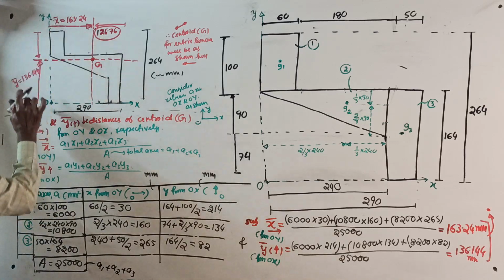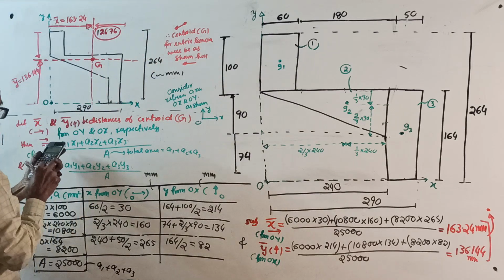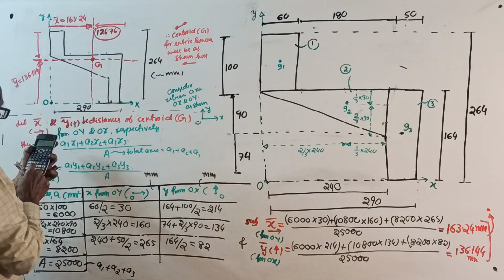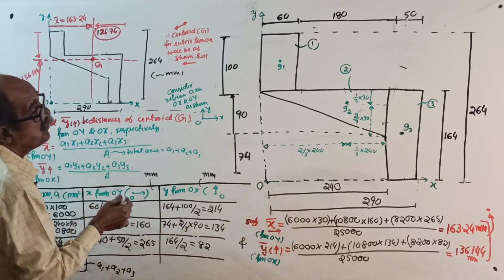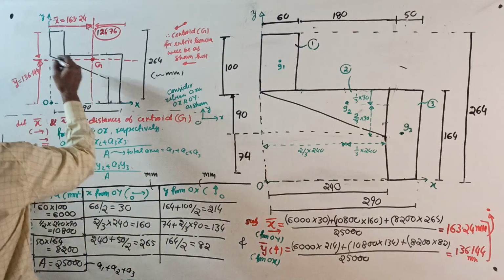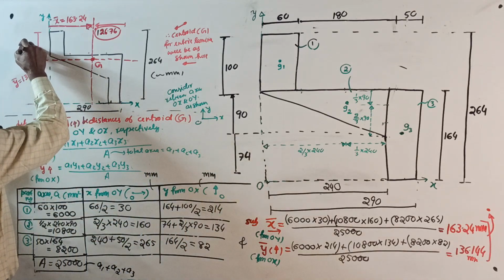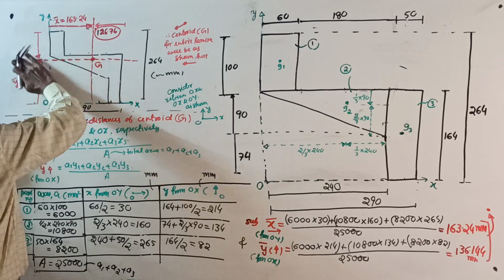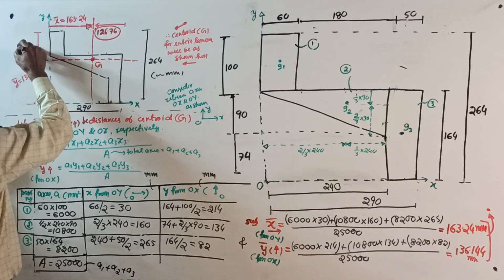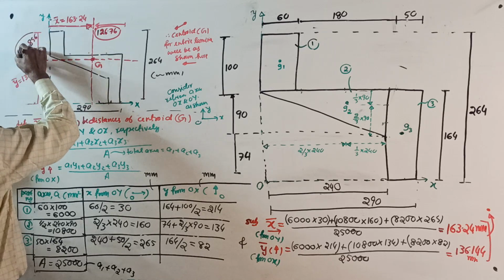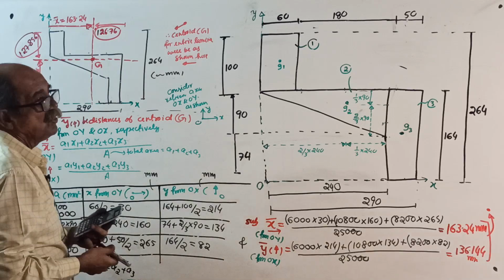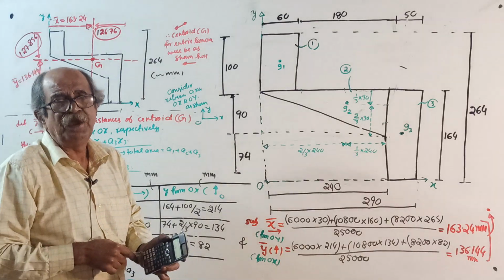Now, if you want from that side, from 264, subtract 136.144. You will get 127.856. Correct. I noted down. Don't write Y bar, it's other distance. 127.856. Remember, it is a calculated value. Okay. Make a note. This will complete location of centroid.